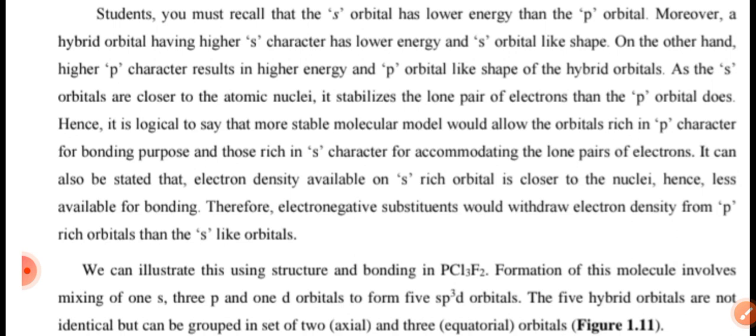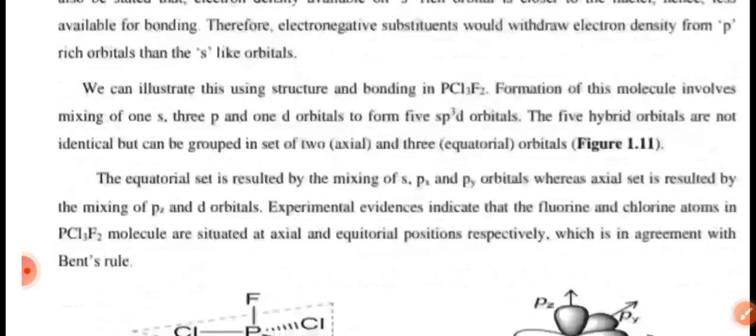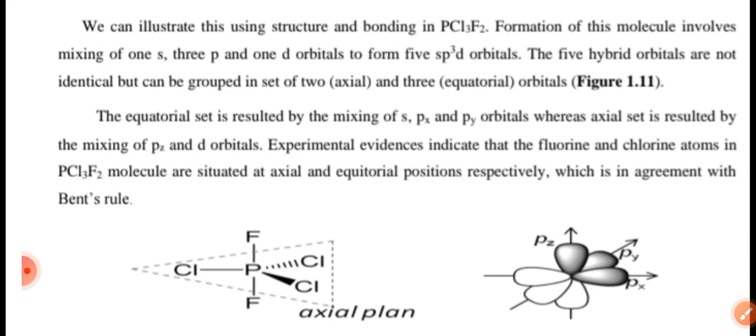Hence, it is logical to say that a more stable molecular model would allow the orbitals rich in p character for bonding purposes and those rich in s character for accommodating the lone pair of electrons. It can also be stated that electron density available on an s-rich orbital is closer to the nuclei, hence less available for bonding. Therefore, electronegative substituents would withdraw electron density from the p-rich orbital rather than the s-like orbital. We can illustrate this using structure and bonding.